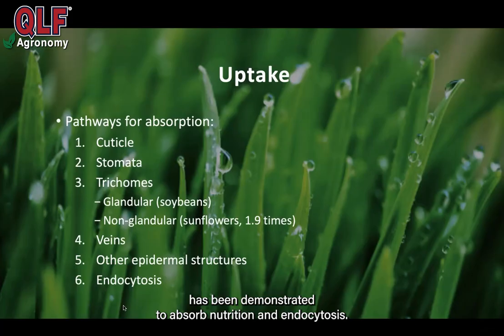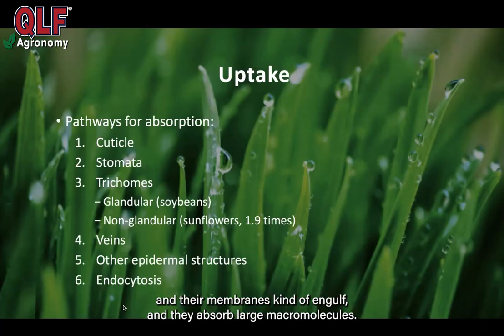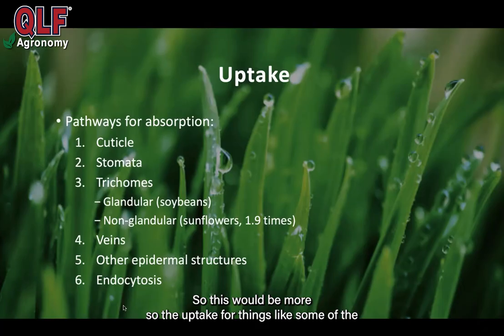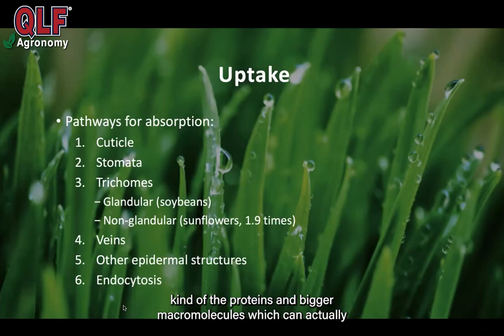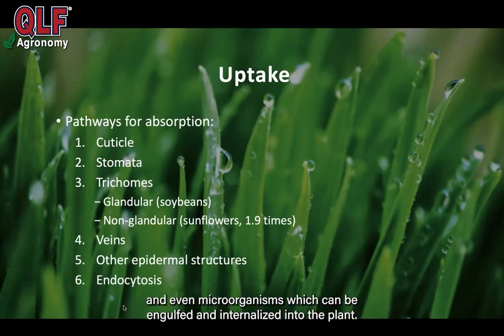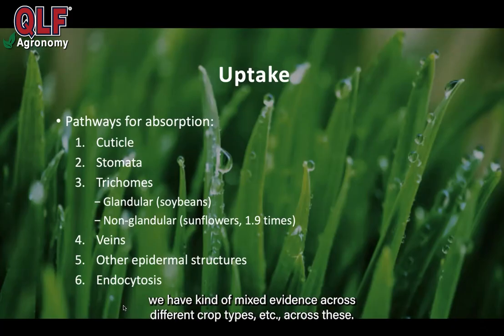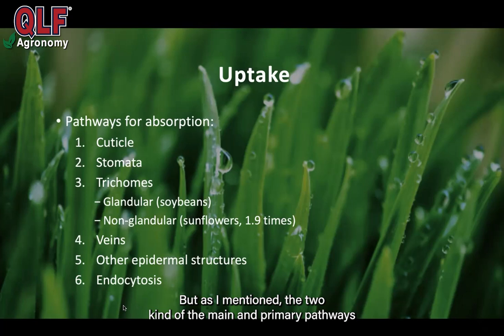And endocytosis, this is a process by which the plants engulf in on themselves, and their membranes engulf and absorb large macromolecules. So this would be more so the uptake for things like proteins and bigger macromolecules, and even microorganisms, which can be engulfed and internalized into the plant. So look, we have mixed evidence across different crop types, but as I mentioned, the two main and primary pathways generally considered would be the cuticle and the stomata.